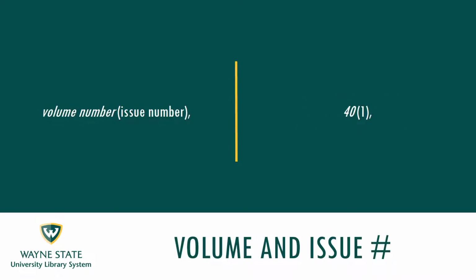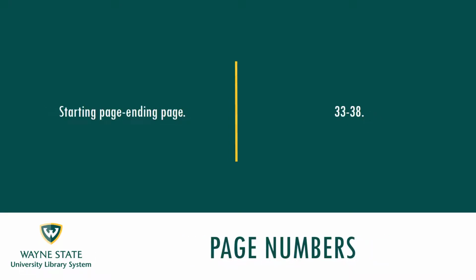After the journal title comes the volume number and issue number. This refers to the specific volume and issue of the journal that the article you are citing appears in. The volume number should be italicized, with the issue number inside of parentheses, followed by a comma. There is no space between the volume and issue number. Page numbers come next and should be hyphenated with a period at the end. Sometimes the original page numbers will not be available if the article is in a digital format. If that is the case, page numbers are not included.